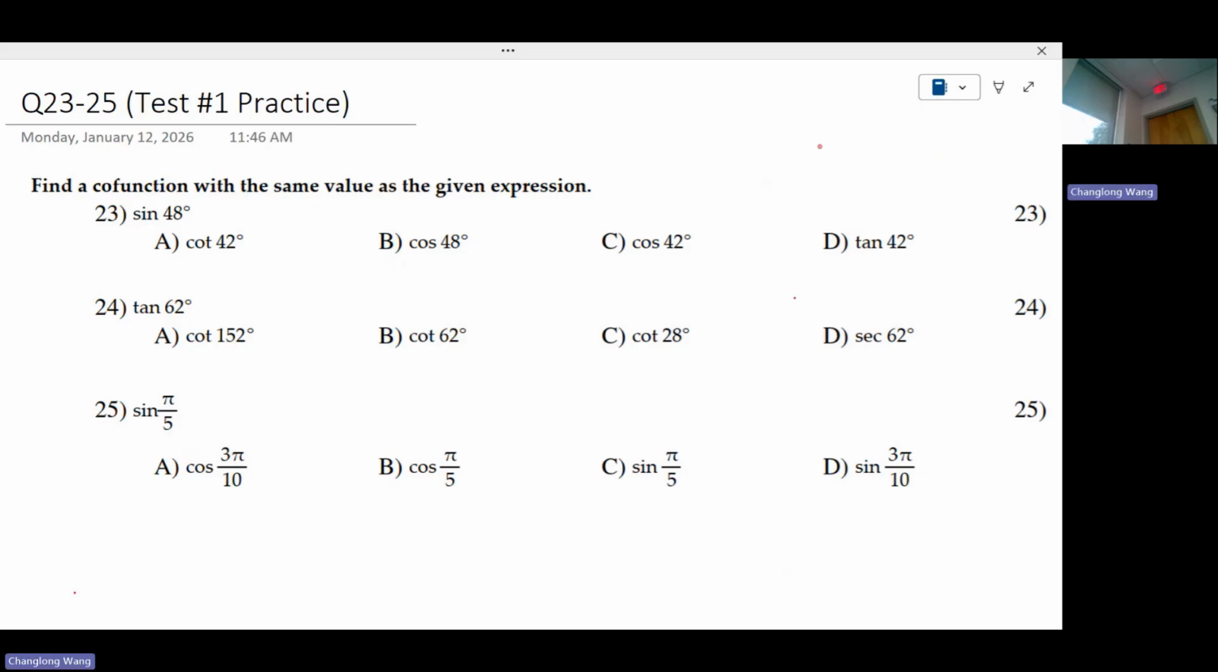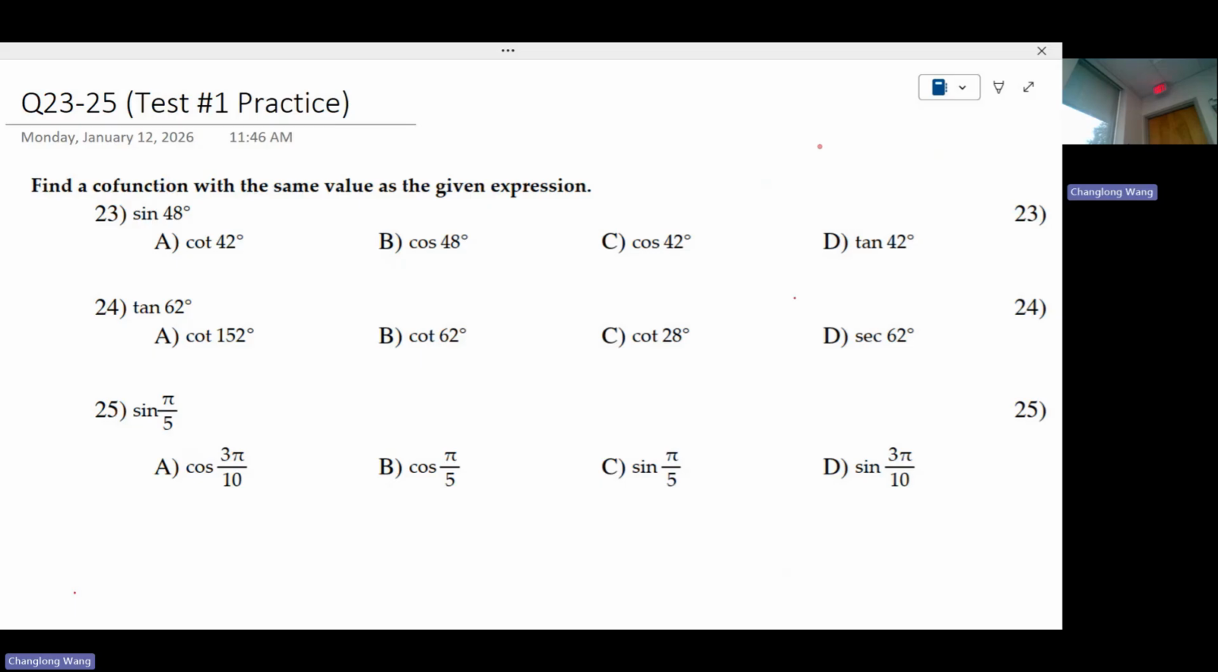All right, so now let's see, 24. Go ahead, raise your hand. 24. Great. So it's letter C, right? But it should be obvious, right? Tan and cotangent, the angles 62 and 28 add up to be 90. Now the last one, 25. Go ahead. Perfect. Number 1, right? So the same logic.